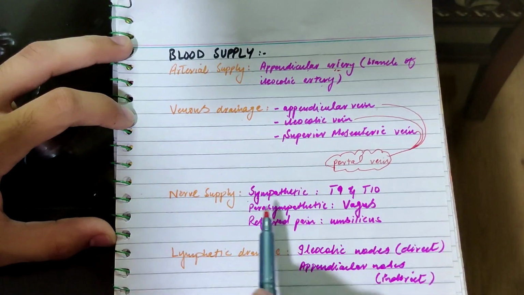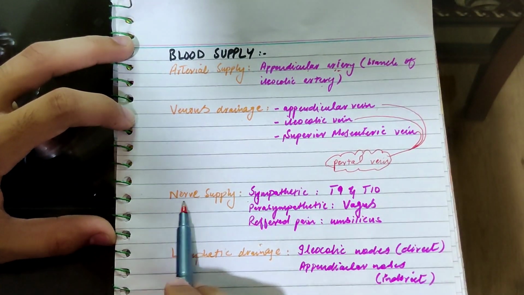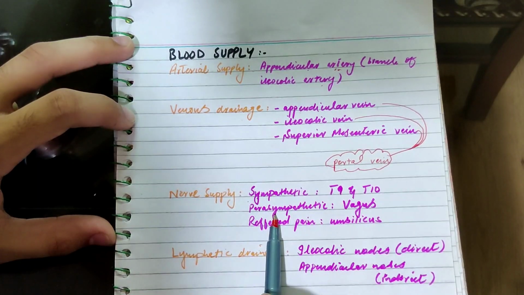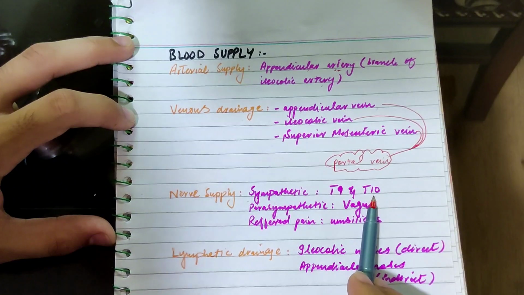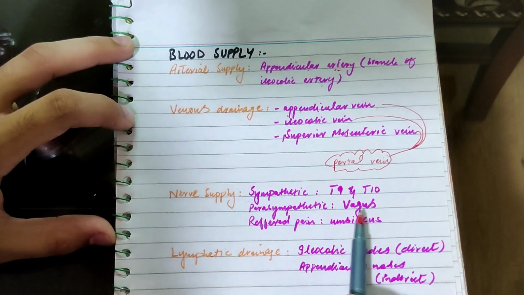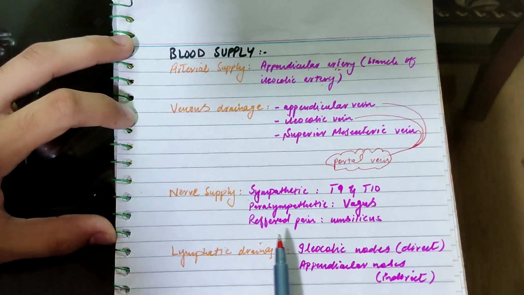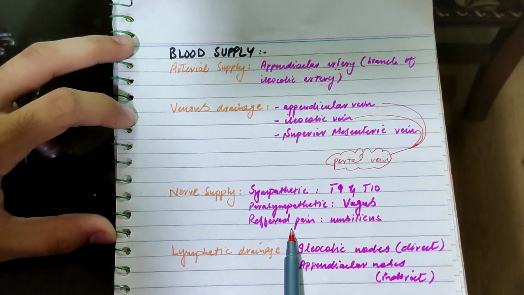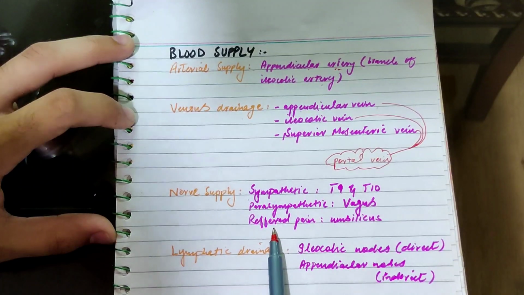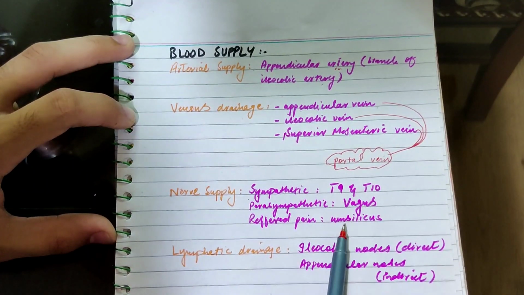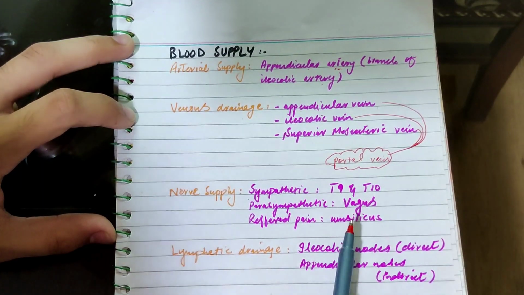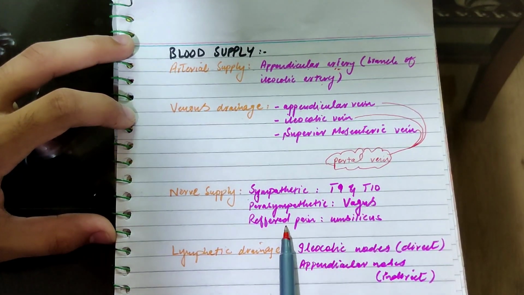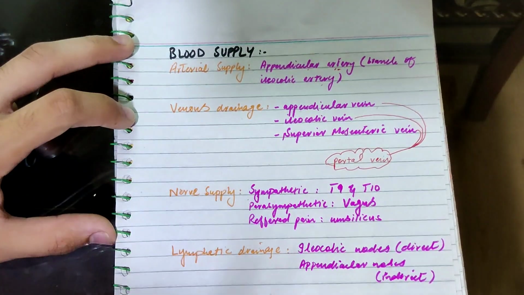Now we're talking about the nerve supply of our appendix. The nerve supply is sympathetic and parasympathetic. The sympathetic nerve supply is through the T9 and T10 segments of our vertebral column. The parasympathetic supply is through the vagus nerve, and there is another point called the referred pain, which is basically due to inflammation of our appendix, also known as appendicitis. The pain is felt in the umbilicus, so it is called referred pain. The pain in the umbilicus due to appendicitis is known as referred pain of our umbilicus.